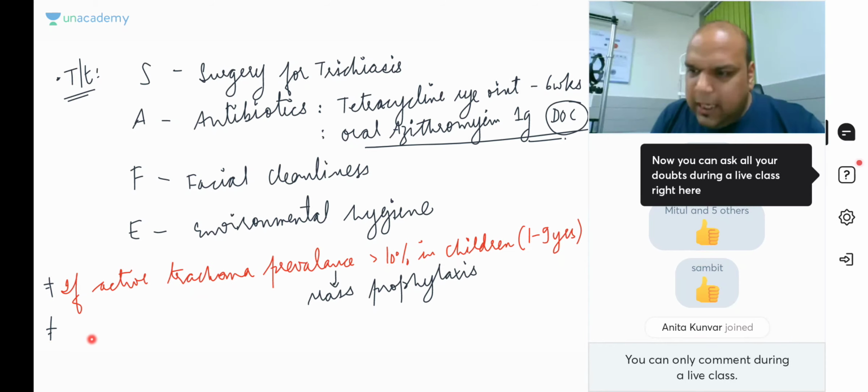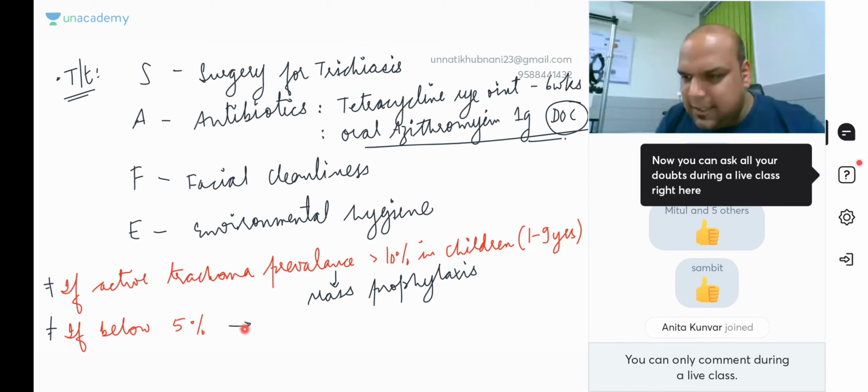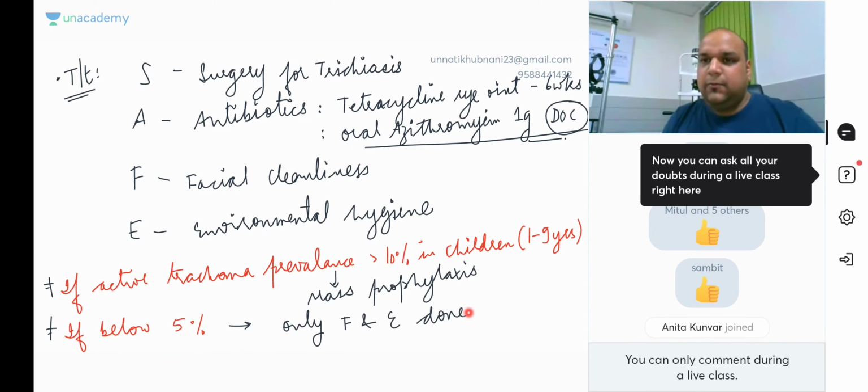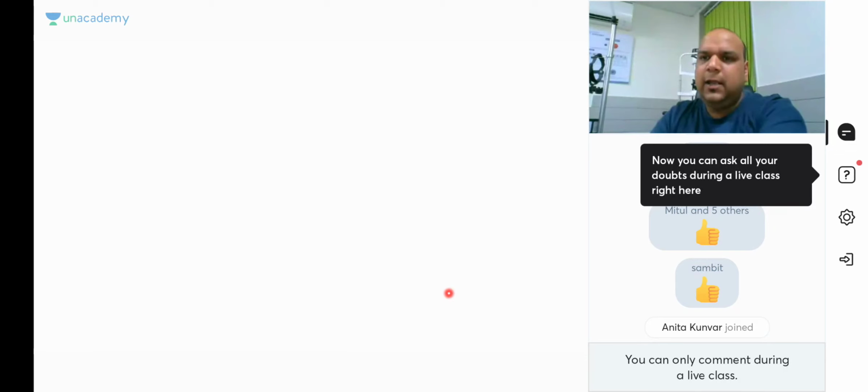Secondly, everybody, if it is below 5%, then we are not actually worried. Then we say only F and E. For the community at large, we are talking about. No, we are not talking about the case, everybody. For the specific case, you will obviously need to do surgery and antibiotics. But for the community at large, if it is greater than 10%, then we will do mass prophylaxis in all the children. But if it is below 5%, then mass prophylaxis is not necessary. Only facial cleanliness and environmental hygiene should be advocated to everybody. Done, everybody? No confusion about this. I hope this is all about trachoma and you understand trachoma very well now.